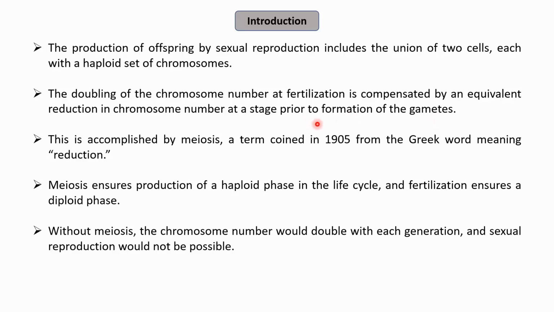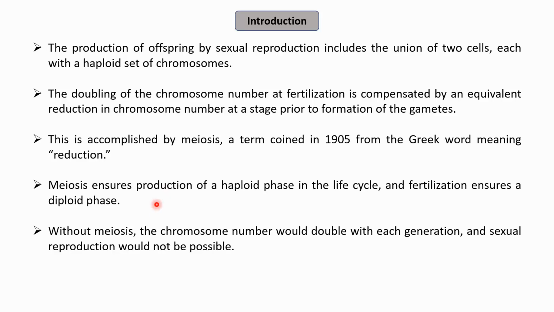This reduction in the number of chromosomes in gametes is usually accomplished by the process known as meiosis. The term meiosis was coined in 1905 from the Greek word that means reduction. So it is also known as reductional division, because in meiosis the number of chromosomes is reduced to half. Meiosis ensures production of a haploid phase in the life cycle, and fertilization ensures the diploid phase. This is how the number of chromosomes is maintained from generation to generation.